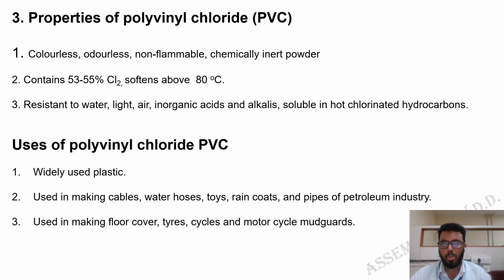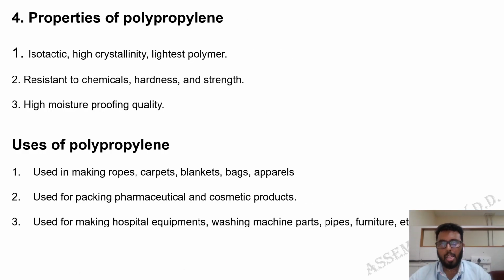Properties of polyvinyl chloride: it is a colorless, odorless, non-flammable, and chemically inert powder. We know the use of PVC pipes. It contains 53 to 55% chlorine, and it softens above 80 degrees, whereas polypropylene softens above 100 degrees. It is resistant to water, light, and air, is highly chemically inert to inorganic acids and alkalis, and is soluble in hot chlorinated hydrocarbons. Uses of PVC: a widely used plastic for making cables, hoses, toys, raincoats, pipes for the petroleum industry, floor covers, tires, and cycle and motorcycle mudguards.